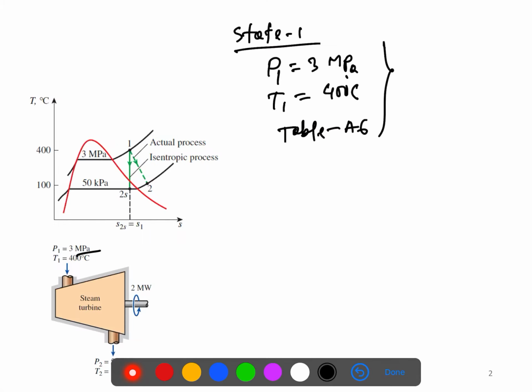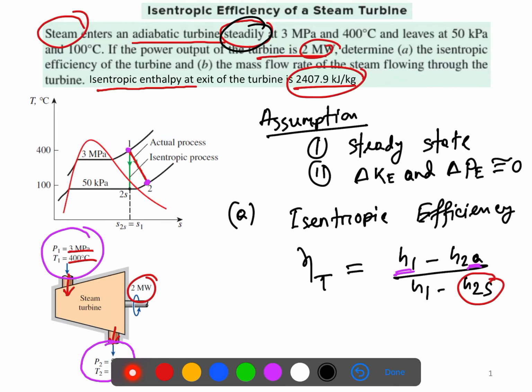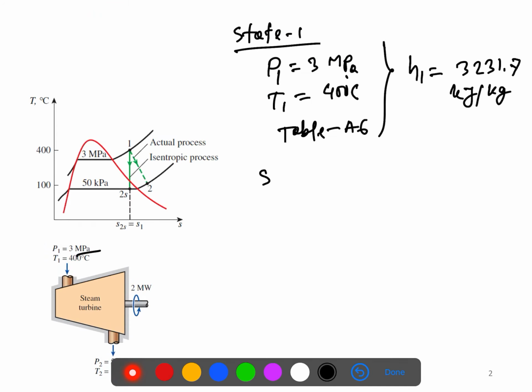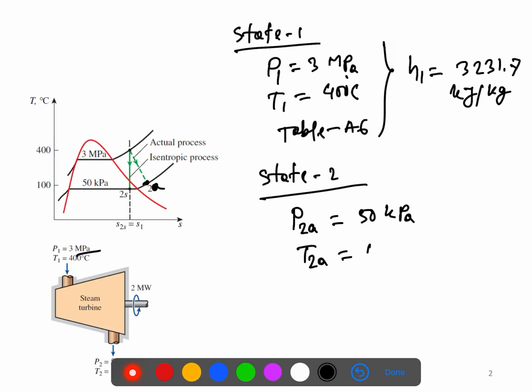So now we will write for this one, H1, it will be 3231.7 kilojoule per kg. So we got H1. Now we need H2A. So now go to state 2. For state 2, again the pressure, we will define this as state 2, so we will say this is maybe 2A. We just put the name that way. So the pressure P2A is 50 kPa, and the temperature T2A is 100 degrees centigrade.